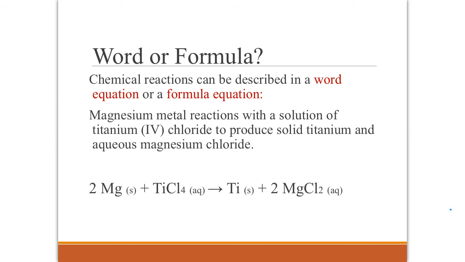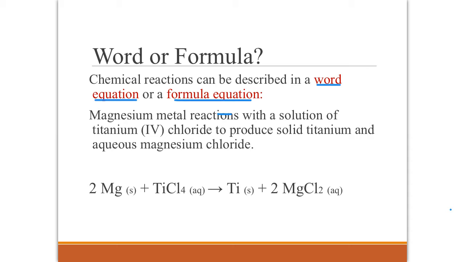Now, chemical reactions will be described either as a word equation, which you have to then interpret into a formula, or a formula equation where they've already figured out the compounds for you. For an example, here we have a word equation. Magnesium metal, it should be reacts, not reactions. Magnesium metal reacts with a solution of titanium(IV) chloride to produce solid titanium and aqueous magnesium chloride. So we have hints of the phase of matter in this word equation along with the names of the compounds.